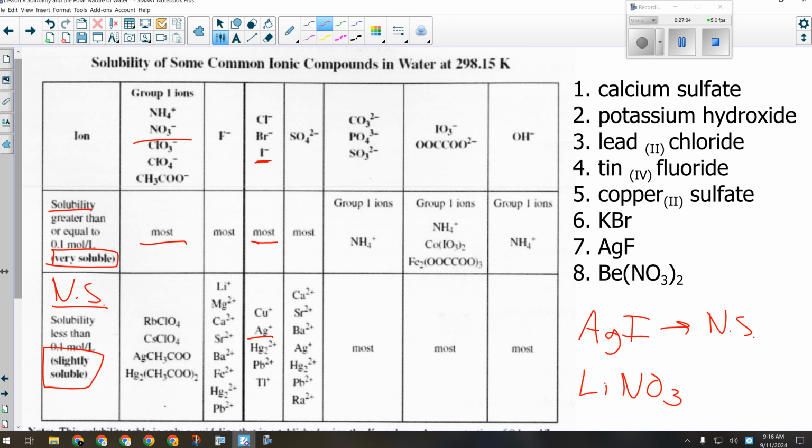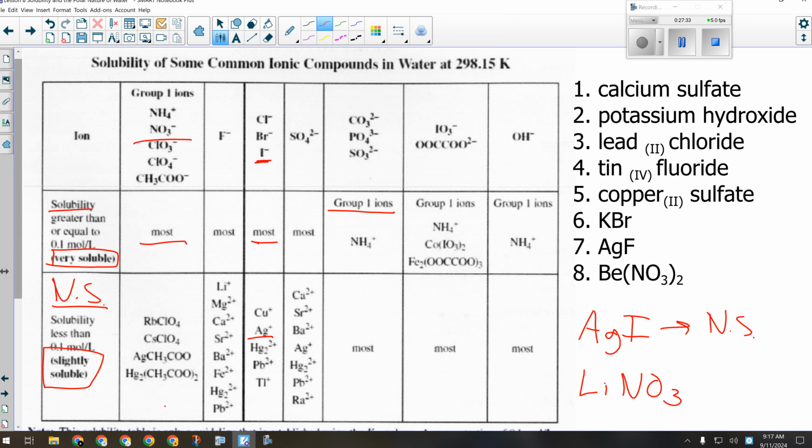Now, what does this mean when it says group 1 ions? Anything in the first column of the periodic table, so hydrogen, lithium, sodium, potassium, etc. These are your group numbers up here, guys. We've been talking about those before. We say everything in group 18 is a noble gas, and in group 17 everything's a -1. So if it's with something in group 1, it's soluble.